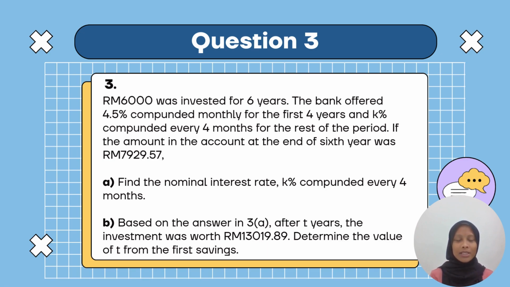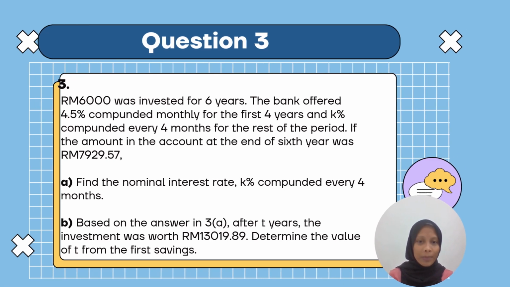Next we go for question 3. RM 6,000 was invested for 6 years. The bank offered 4.5% compounded monthly for the first 4 years and K% compounded every 4 months for the rest of the period. If the amount in the account at the end of 6 years was RM 7,929.57, find the nominal interest rate K% compounded every 4 months.